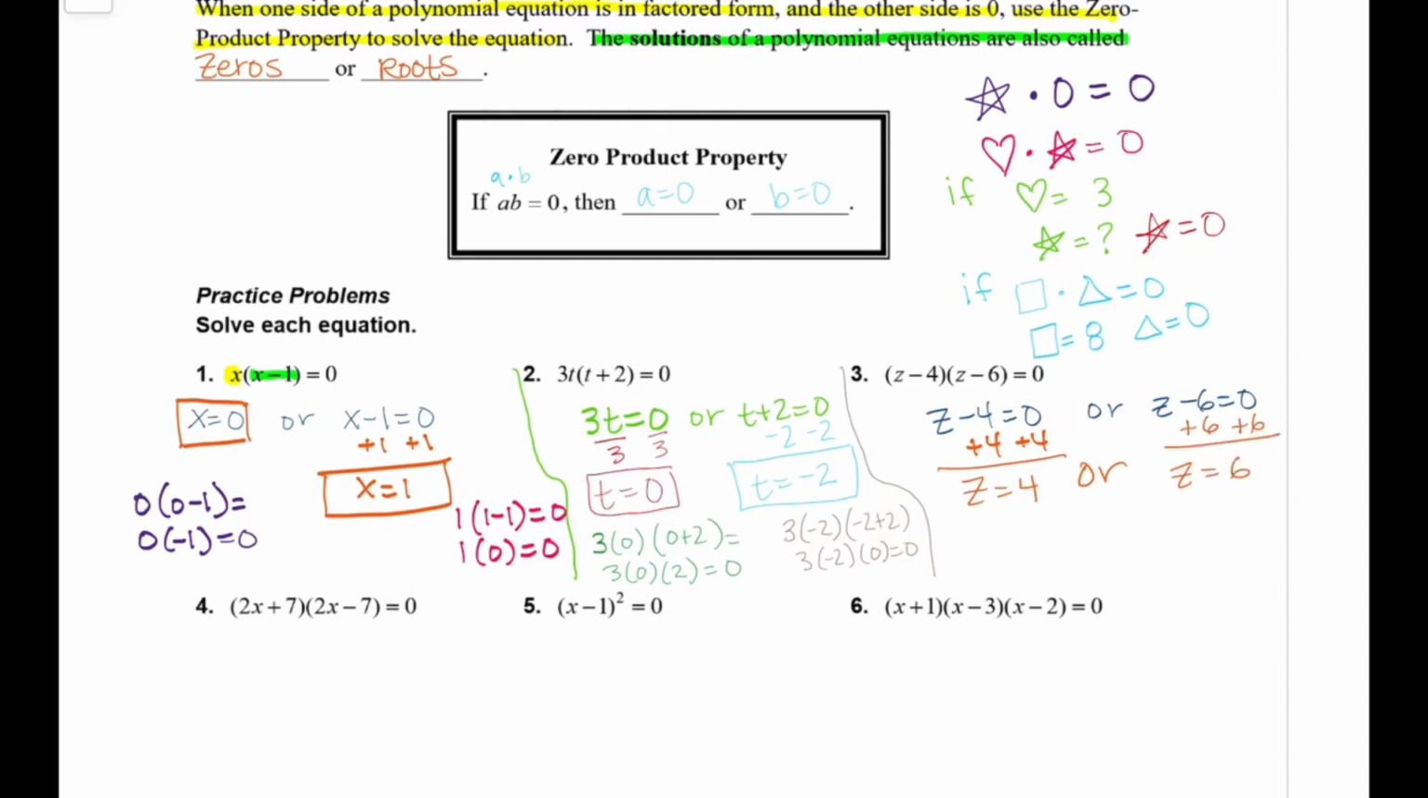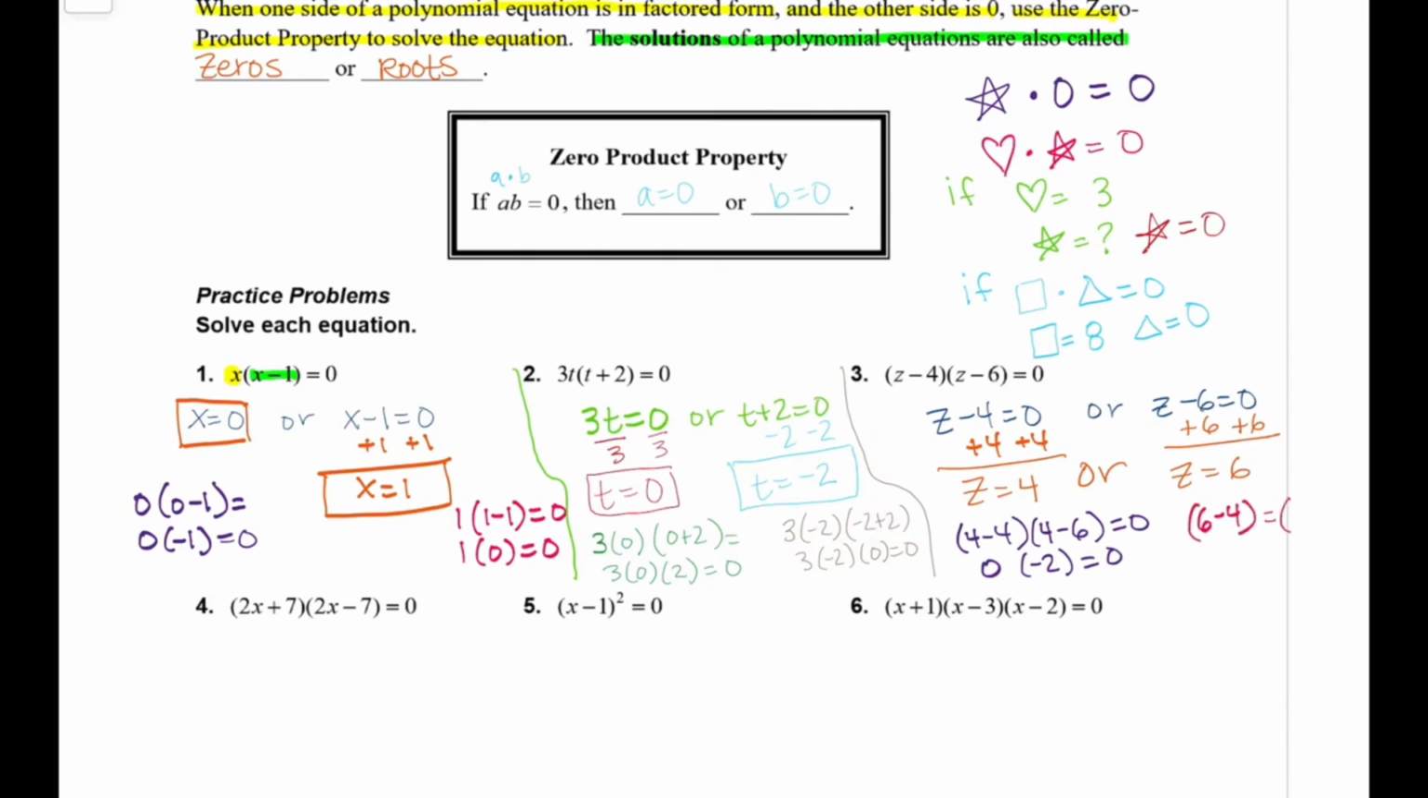So my two answers are going to be z equals 4 or z equals 6. Let's plug this in so we can see why this works. If I plug 4 into the equation everywhere there's a z, I get 4 minus 4 and 4 minus 6. 4 minus 4 is 0, and 4 minus 6 is negative 2. And 0 times negative 2 equals 0.